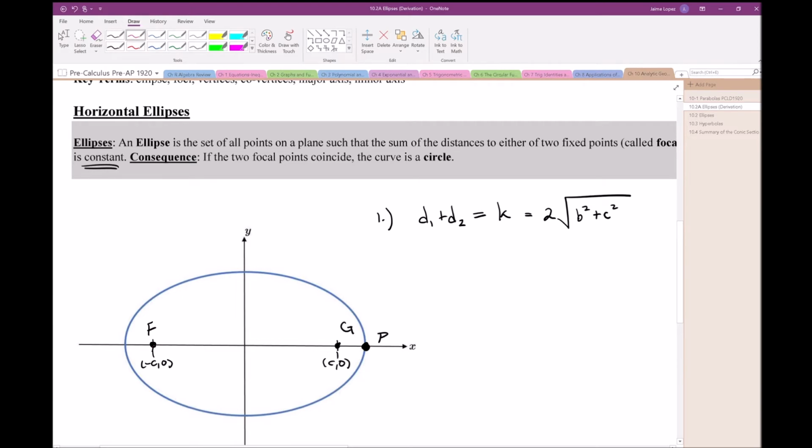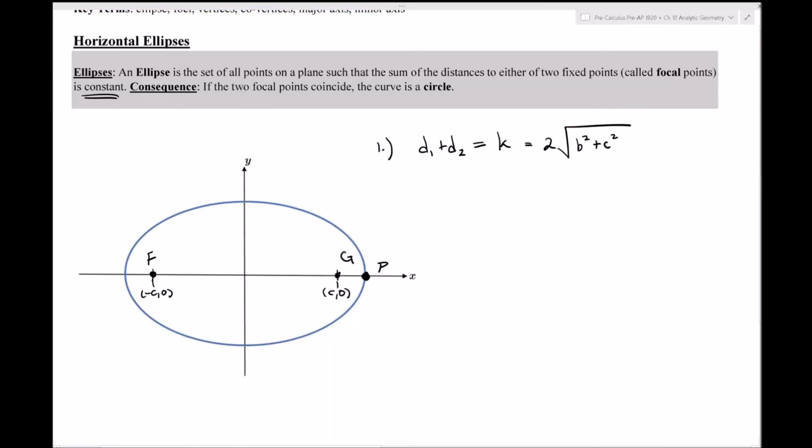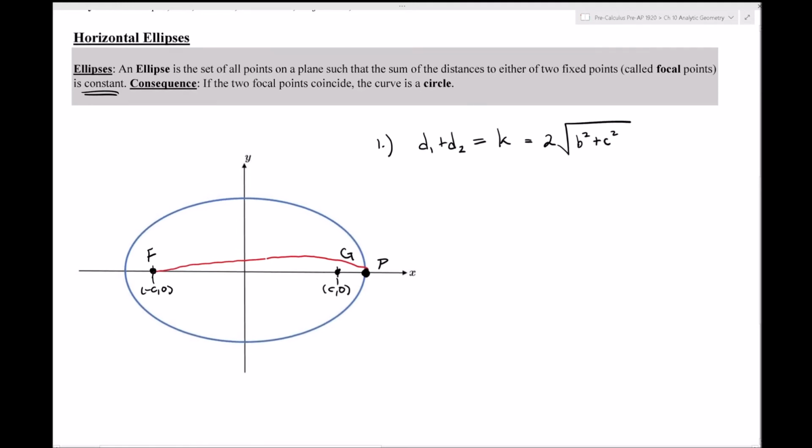And let's see, I used red to connect those dots. So what are those two line segments that we drew earlier? It was connecting F to P, which I'm going to draw it curved, and that's not supposed to be curved. It's supposed to be a straight line. And then G to P, and I'll draw that one curved too. So I'm supposed to take these two line segments and add their distances, or those two lengths, and that's still supposed to equal to K.